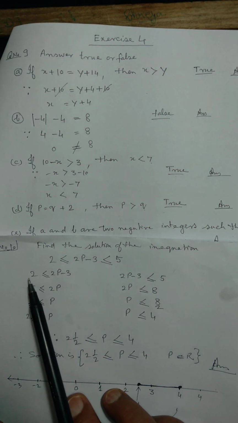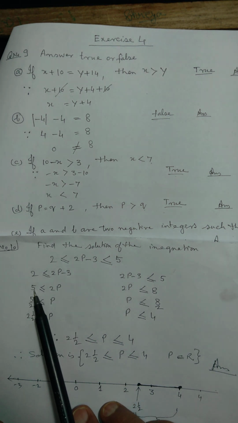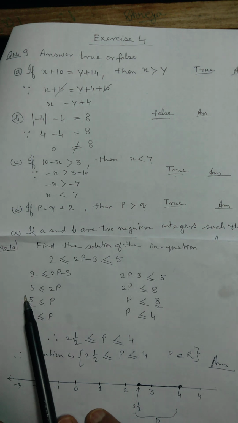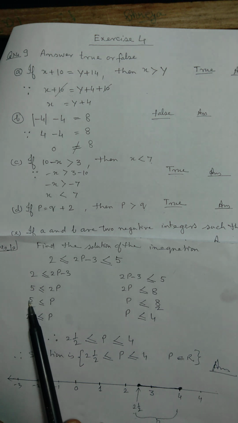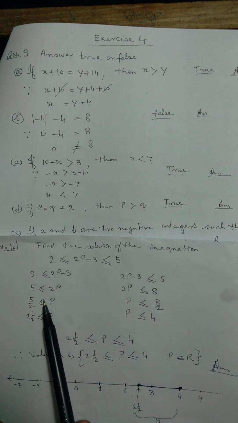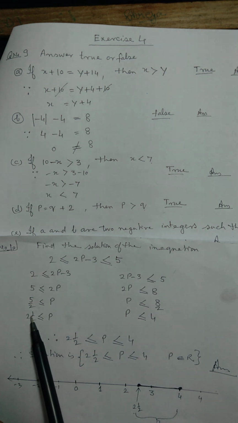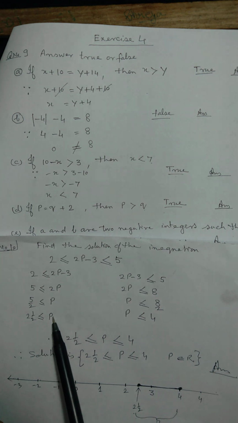So you just transpose this minus 3 to this side, it will become 5. So 5 is less than or equal to 2p. Again divide by 2. So 5 by 2 will be less than or equal to p. Solve it, you will get 2 and 1 by 2 is less than or equal to p.